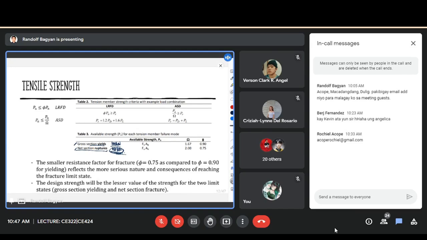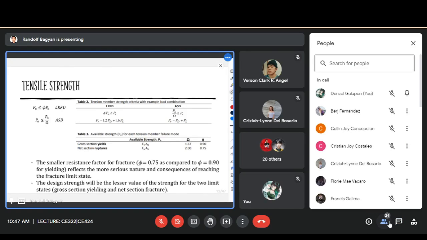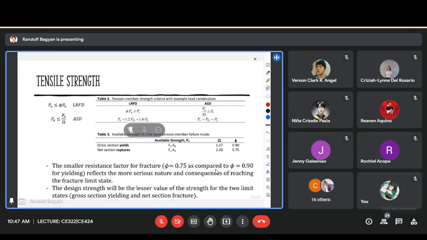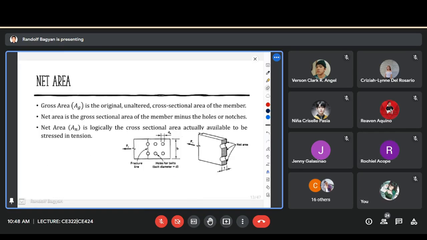So if you are to ask me, sir, ano yung usually na mag-govern, we have to investigate, no? Para masagot natin after solving a lot of problems. After this module, edi ma-assess natin kung ano yung usually na nag-govern na failure. Is it gross section yielding or net section rupture? Of course, we still have the one, yung block shear.